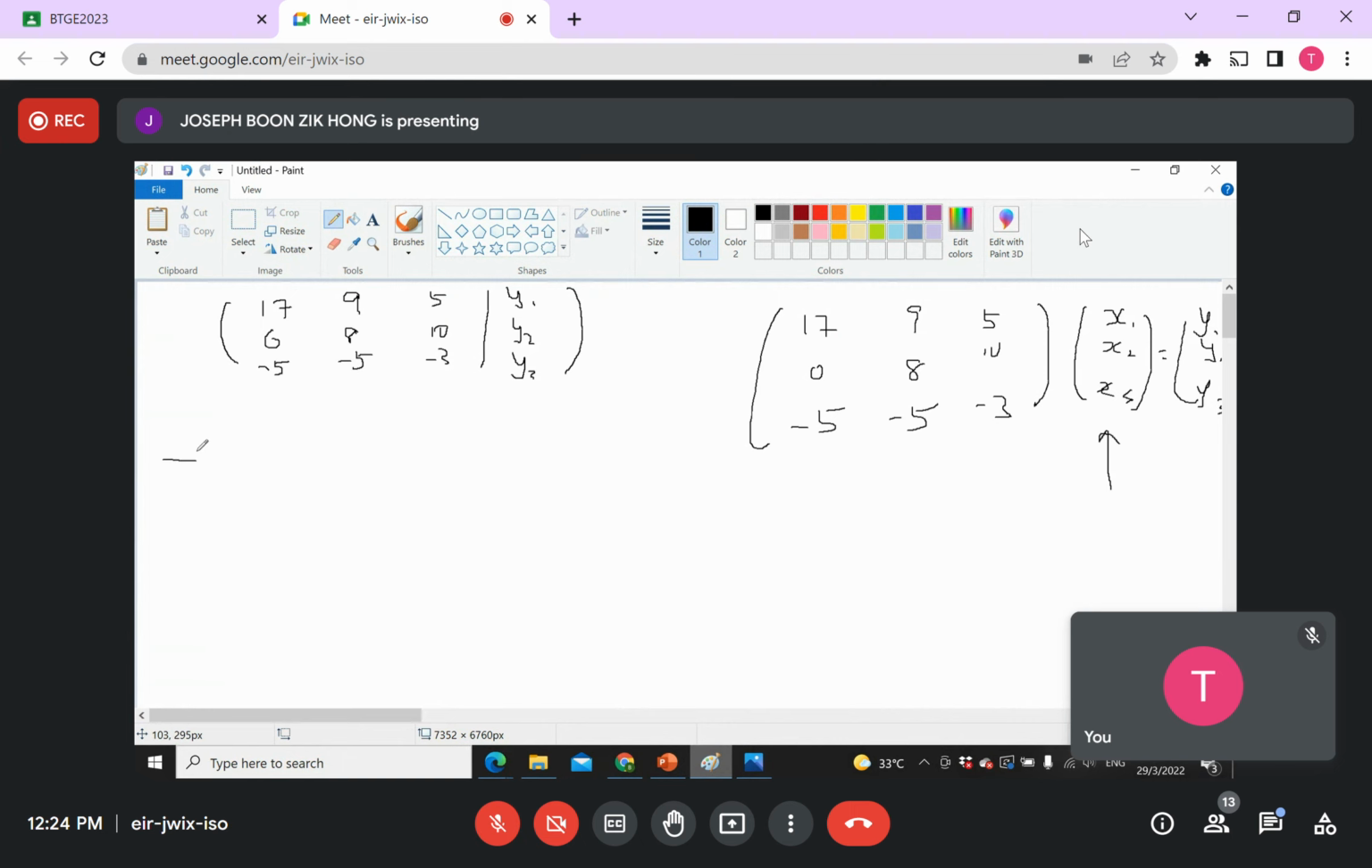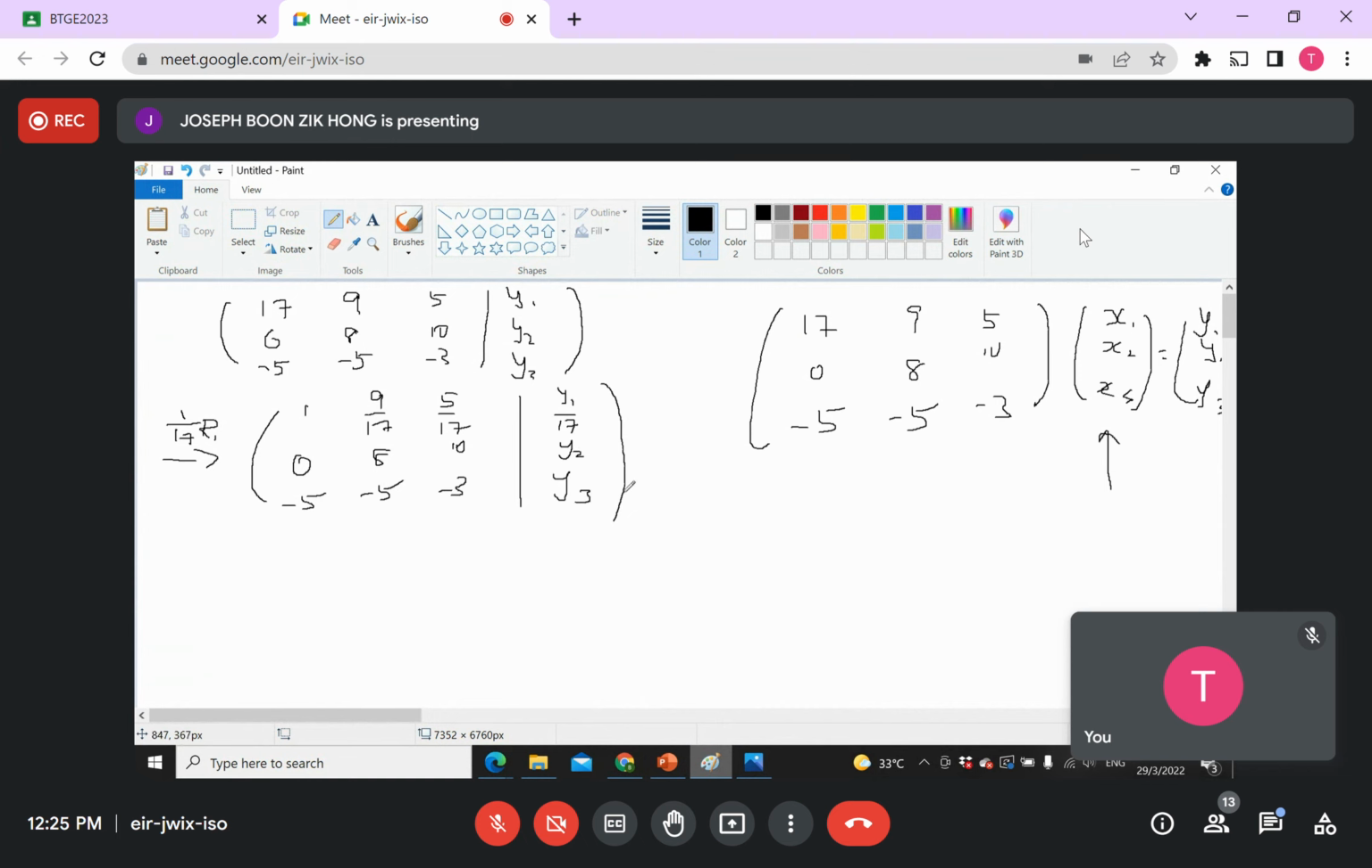So we use row operation. Row operation means that, first step, we make the diagonal become 1. We make this one become 1. So the easiest way is 1 over 17 R1. That means I take the first row times 1 over 17. Then what I have, 1, and then 9 over 17, and then 5 over 17, and then y1 over 17. The rest is still the same, 0, -5, 8, -5, 10, -3, y2, y3.